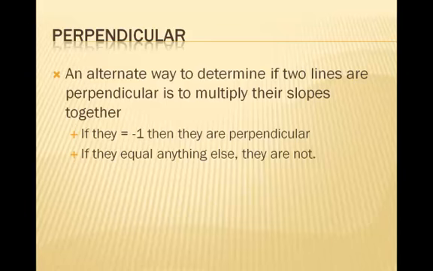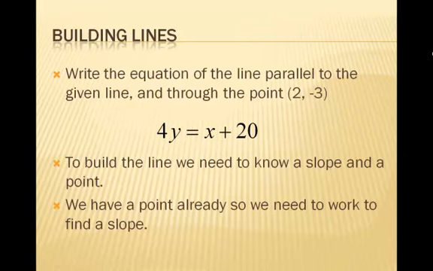Now if you multiply the two slopes together and you get any number other than -1, so anything else, that means they are not perpendicular. They could just be two ordinary lines. So using this test, you can definitely know if two lines are perpendicular. Let's take a look at an example where this information is going to be useful.